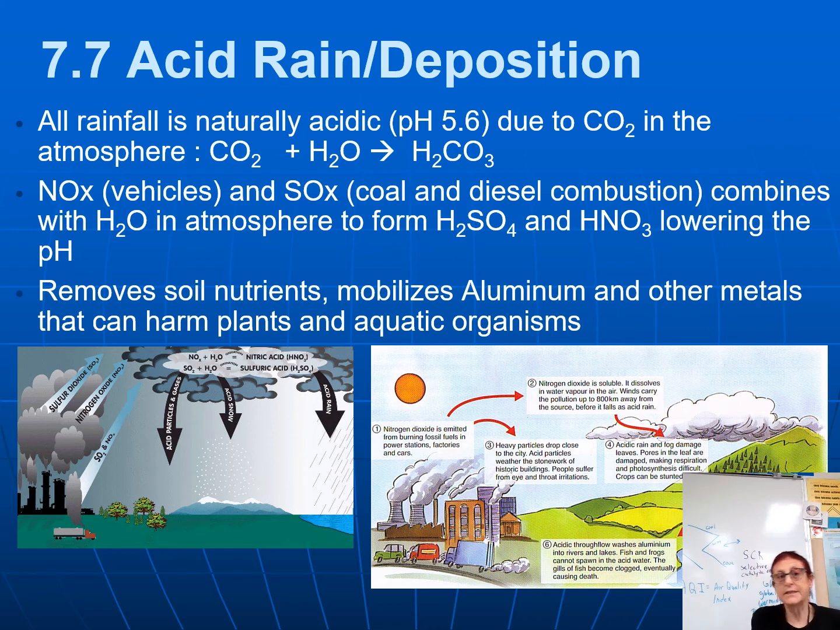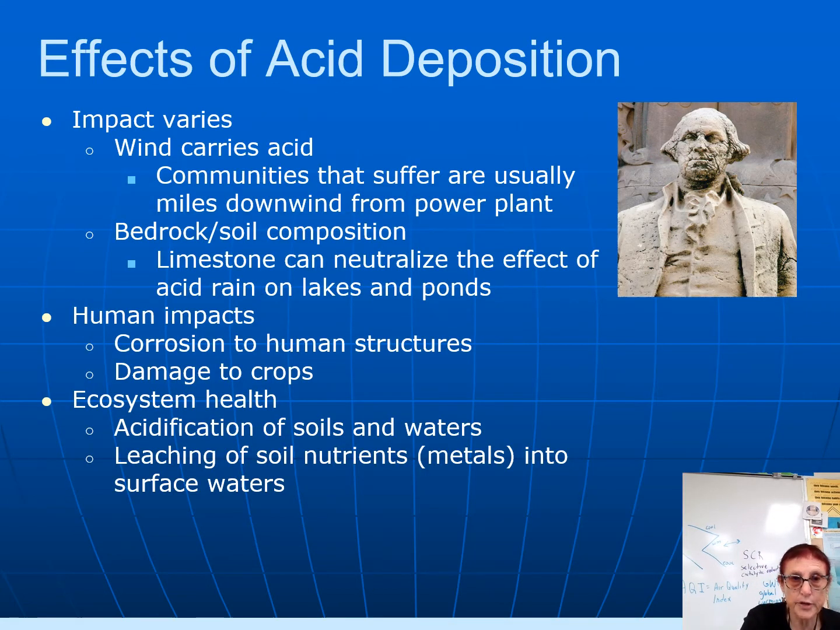We know that acid rain is anything less than 5.6, and certainly NOx from transportation and SOx from coal and diesel combustion do form nitric and sulfuric acid respectively. They can leach out soil nutrients. They can make aluminum ions reach toxic levels in the soil. Other metals can also do that. We know acids make heavy metals more soluble. So again, it can cause significant problems.